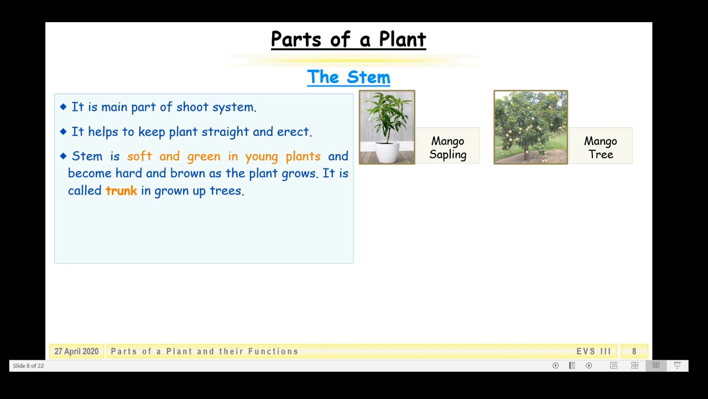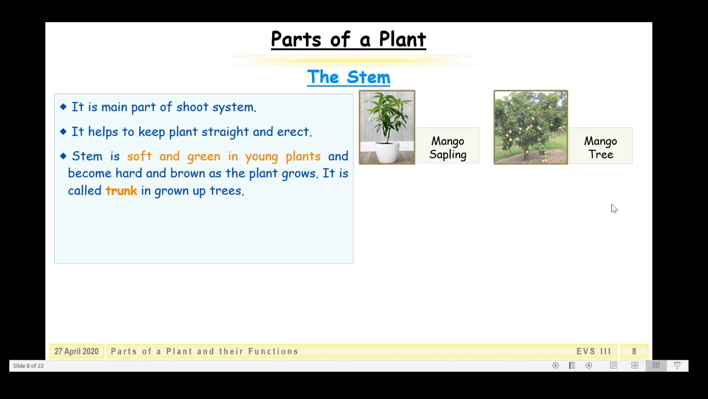So here we have taken the example of mango sapling. When I say sapling, what does it mean? Sapling means a baby plant, right? So a baby plant has a soft and very tender stem, right? But when the plant grows, then it develops a hard and woody stem, and then we call it the trunk. You can see the mango tree, and this is the trunk.